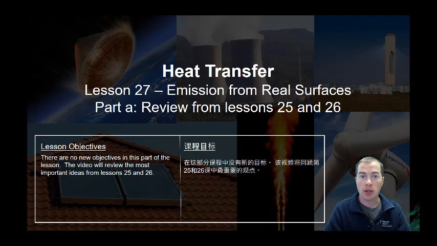These ideas are fundamental to understanding emission from real surfaces, and we will need them to form the basis of how we handle real surface emission, which will ultimately allow us to analyze problems like the concentrated solar power receiver that was introduced in lesson 26. There are no new objectives in this part of the lesson. We will review the most important ideas covered so far in thermal radiation heat transfer.